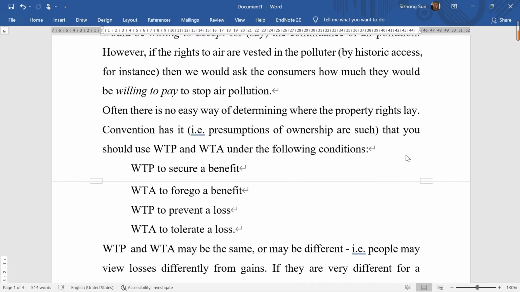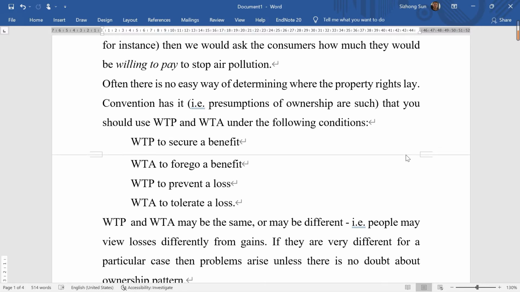Often, there's no easy way of determining where the property rights lie. And we have a convention like this. All presumptions of ownership are such that you use WTP, willingness to pay, or willingness to accept, under the following conditions. If it is to secure a benefit, we ask consumers' willingness to pay. How much are you willing to pay for it?